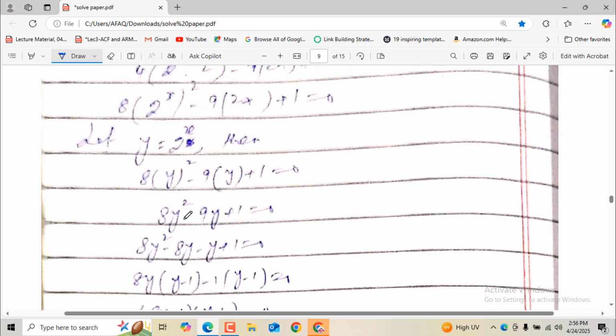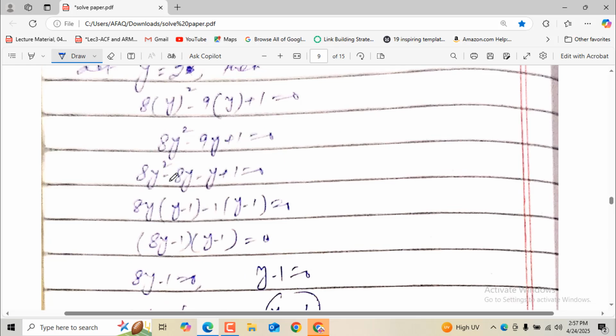Now I am going to solve this quadratic equation with the help of factorization. 8y square multiplied by 1 we will get 8y square. Now you need two factors such that when you multiply them you get 8y square positive, and when you add them you get minus 9y. So minus 8y and minus y: when you multiply minus 8y with minus y you get 8y square with positive sign, and when you add minus 8y and minus y you get minus 9y.